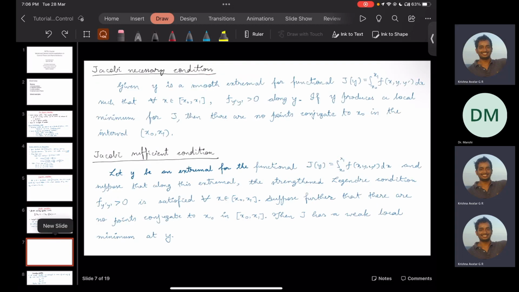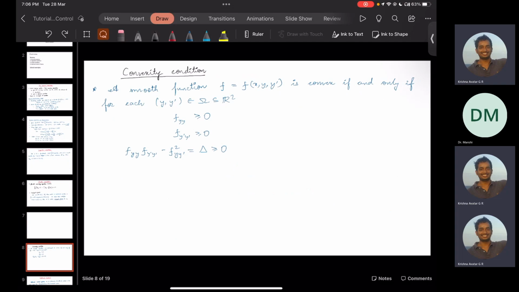And then you will see that the Jacobi necessary and sufficient condition is based on the existence of the conjugate point itself. Okay. And finally, we had also talked about the convexity condition. The thing is to determine whether the integrand or the functional is positive definite or not. Mind you that if the function is positive definite, then the existence of a local minimum is guaranteed.